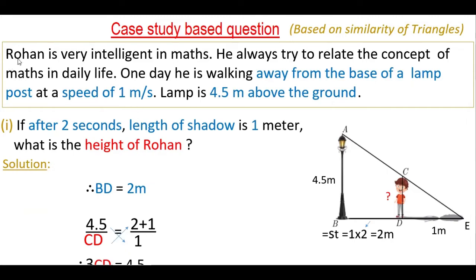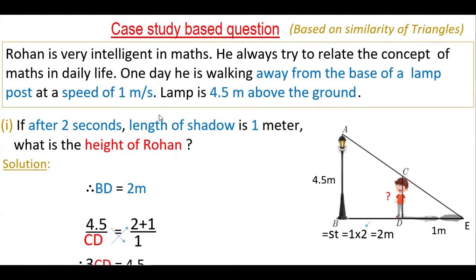Here, the problem is: Rohan is very intelligent in maths. He always tries to relate the concepts of maths to daily life. One day he is walking away from the base of a lamp post at a speed of 1 meter per second. The lamp is 4.5 meters above the ground. The figure is also given. In a case-based question, you have to observe the figure very well. If you observe the figure, this is the lamp post and the height is given, that is 4.5 meters.